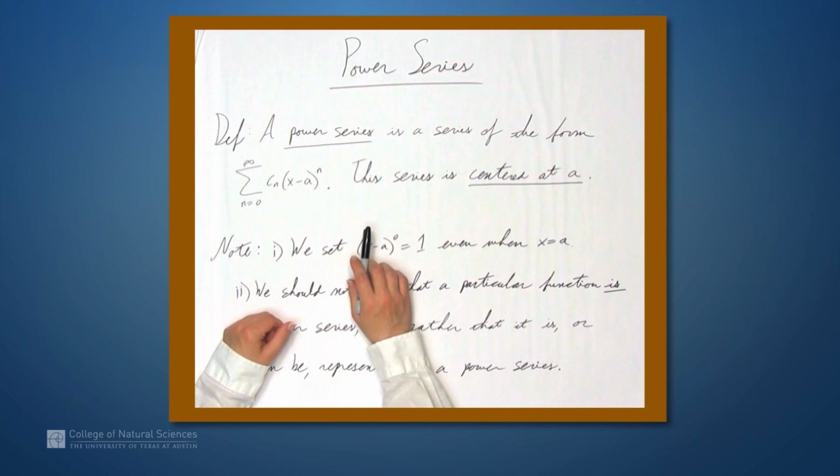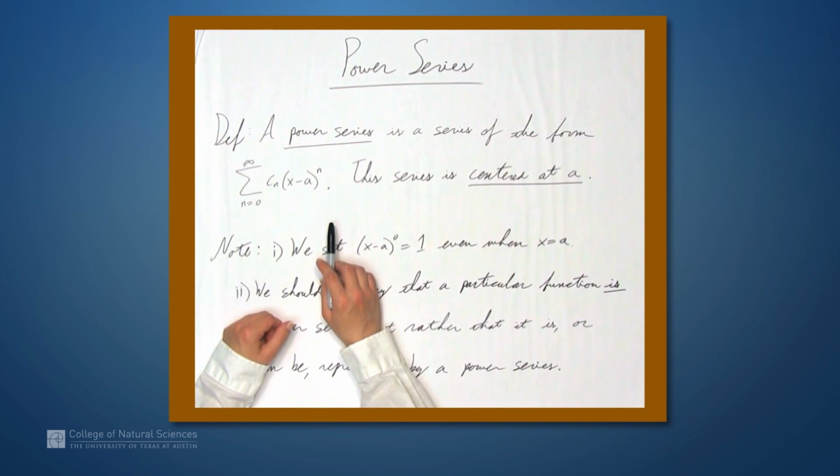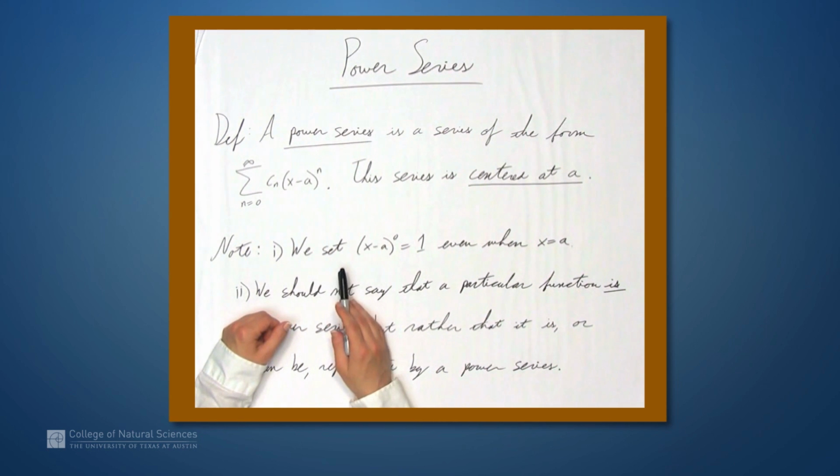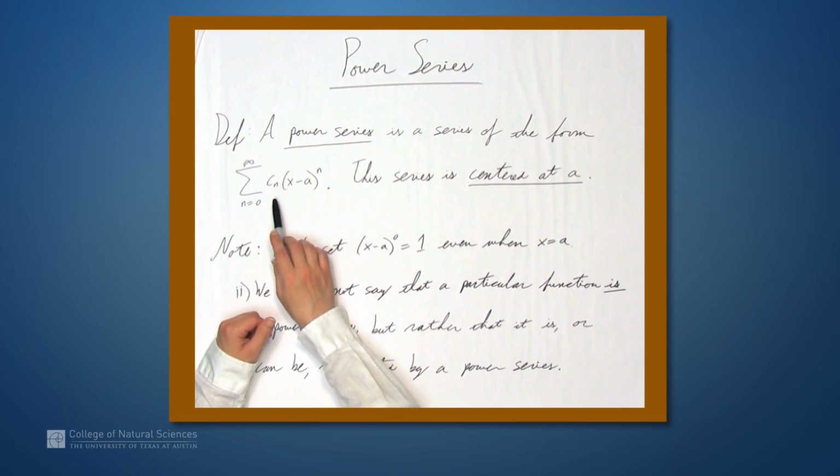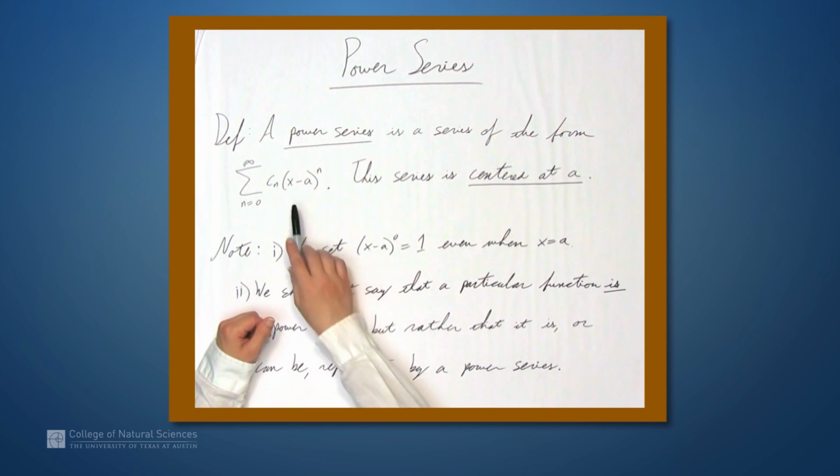So we're here at the example table, and in this video we're going to be talking about power series. Now, a power series is a series of the form sum from n equals 0 to infinity of c sub n times (x minus a) to the n. And this series is centered at a.